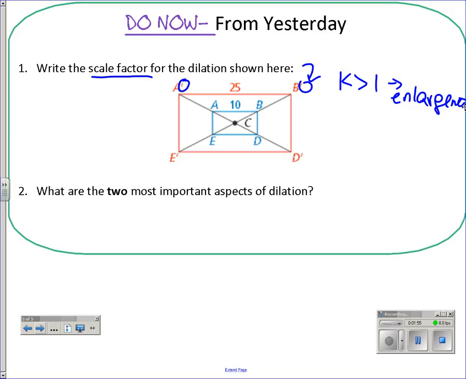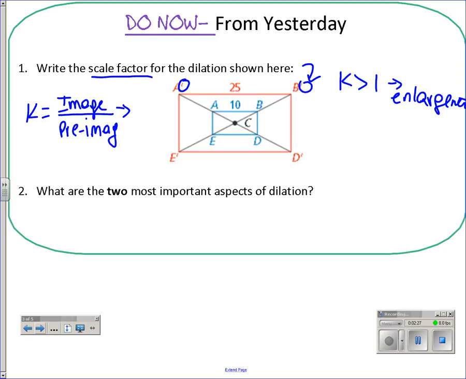Now, what do I know about writing scale factors from yesterday? I know that the scale factor is K, and it's always image over pre-image. Because I know which is the image, now I pick two corresponding sides of the shape. It doesn't matter which two, because dilations have similarity, so it doesn't matter which two segments I pick, as long as they're corresponding, so they have to match up.